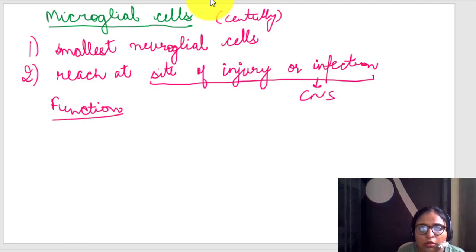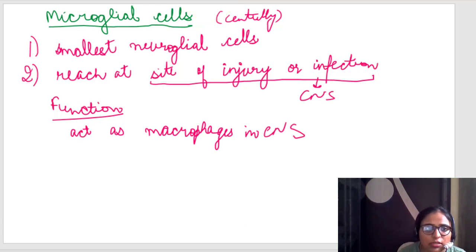You know the phagocytosis, right? You know the macrophages, what do they do? Macrophages engulf the microorganism through the process of phagocytosis, right? The same function is of the microglial cells. Means microglial cells do the same thing. They act as your macrophages, but where? In the CNS, right? CNS means central nervous system. Fine.